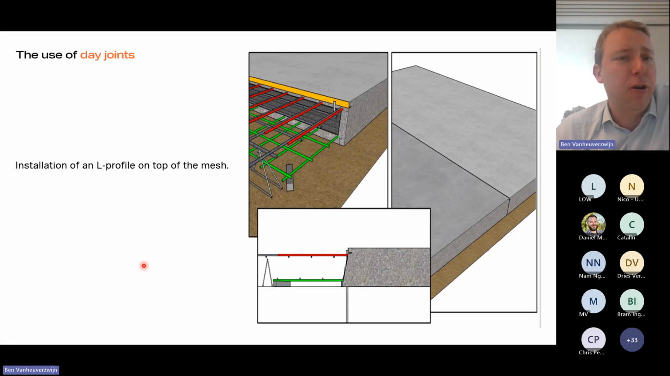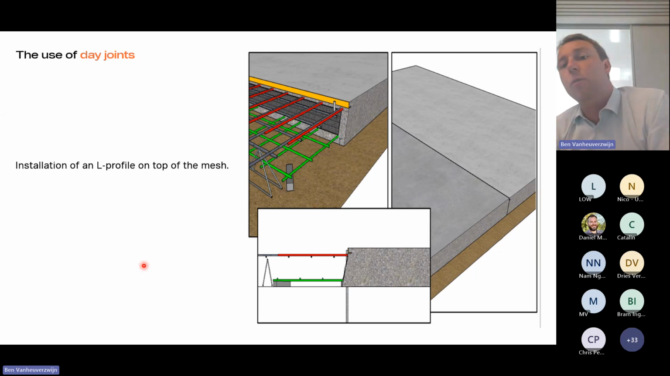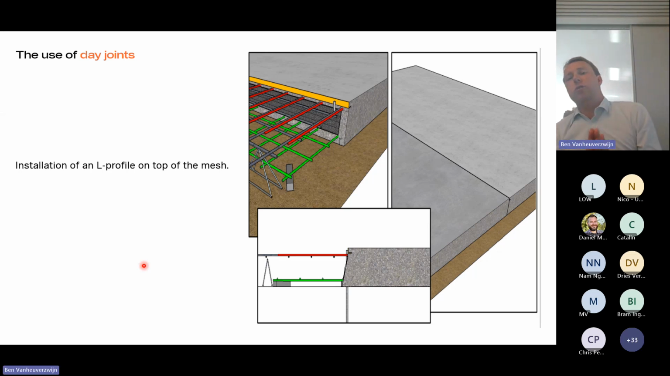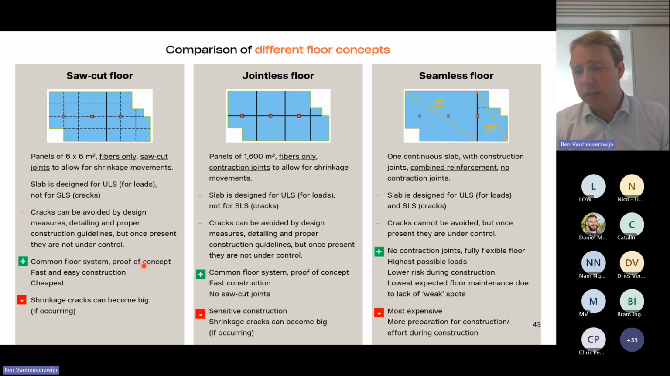Of course, in this type of floor, we also sometimes need day joints because we cannot cast 10, 20, 100,000 square meters in one day. In that case, you can make a tie joint, which is just adding some extra reinforcement top and bottom at the location of the joint locally, and then you really keep it closed. So this is just a joint that you will see visually as a line on the surface, but it's not an opening joint. So this is a bit the conclusion of the types of floors that we can construct with fiber concrete or a combination.